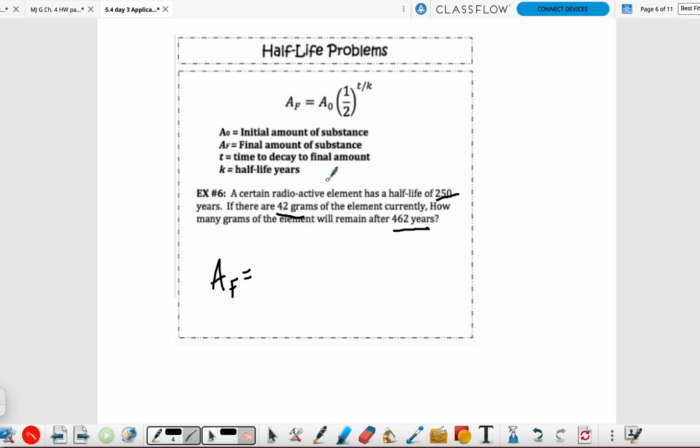So the amount we have left, or the final amount of the substance, is equal to the initial amount, which is 42, times 1/2, to the power of time over the half-life. So we would do 462 over 250.